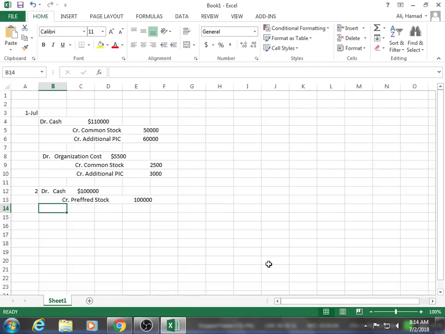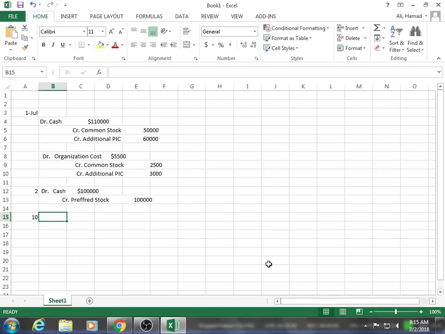All right, on July 10th, what happened on July 10th? Issued 2,500 shares of common stock for land on which the asking price was $35,000. The market value of the stock was $12. Management wishes to record the land at the market value of the stock.